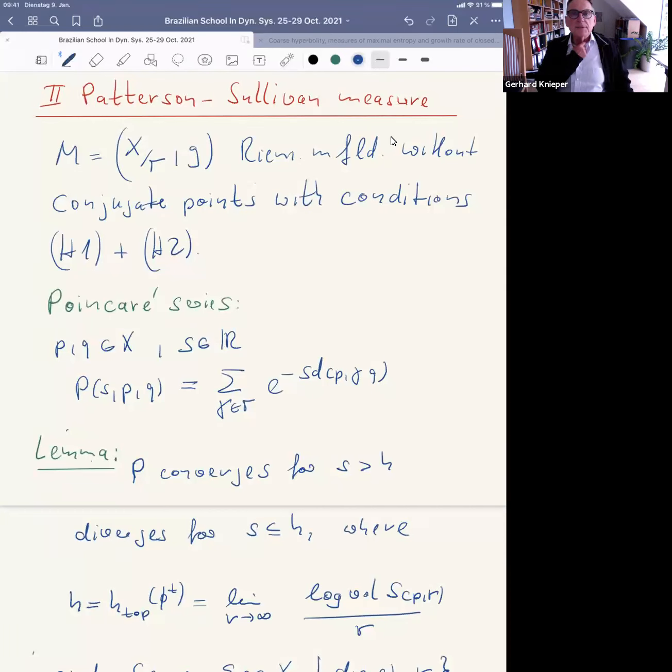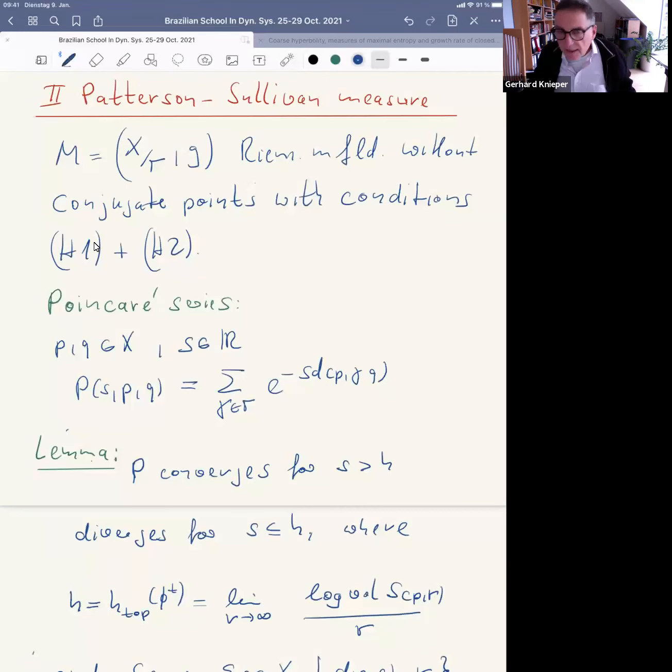First let me recall what we did last time. We studied Riemannian manifolds without conjugate points. I explained what that means. It implies that the universal covering is diffeomorphic to R^n, denoted by X, and gamma is the group of deck transformations acting on this space. Then we put some hyperbolicity conditions on this structure, denoted by H1 and H2.